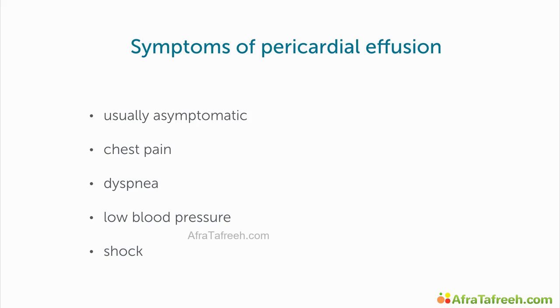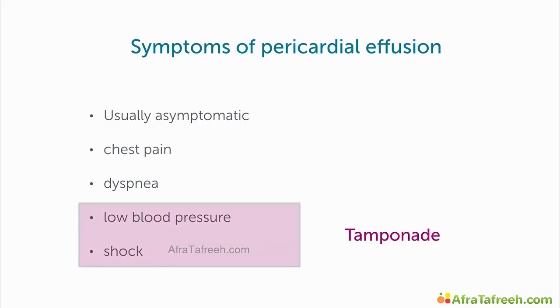Be aware that many patients do not have any symptoms at all, especially if a pericardial effusion is small. Still, some patients have chest pain, maybe even arrhythmias, dyspnea. If patients have low blood pressure or if they are in shock, we consider this as tamponade. In such a situation, the pericardial effusion is causing some form of hemodynamic compromise.